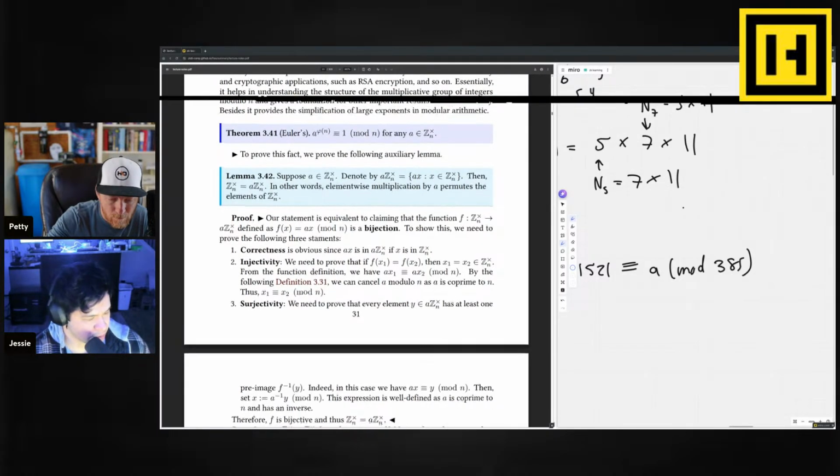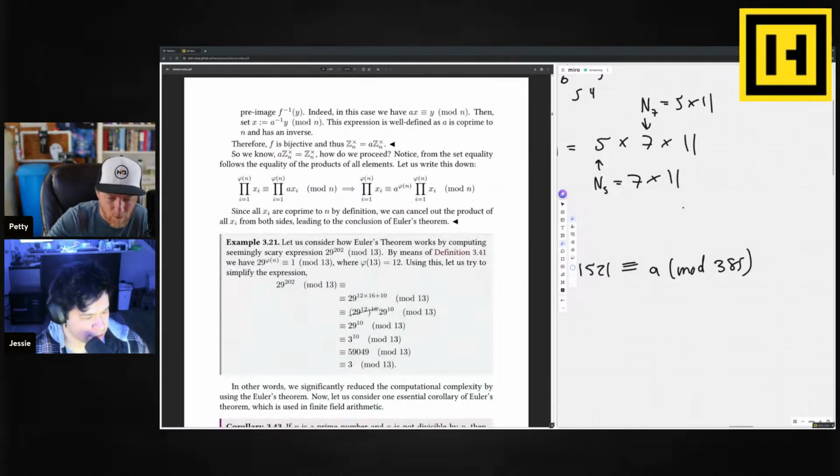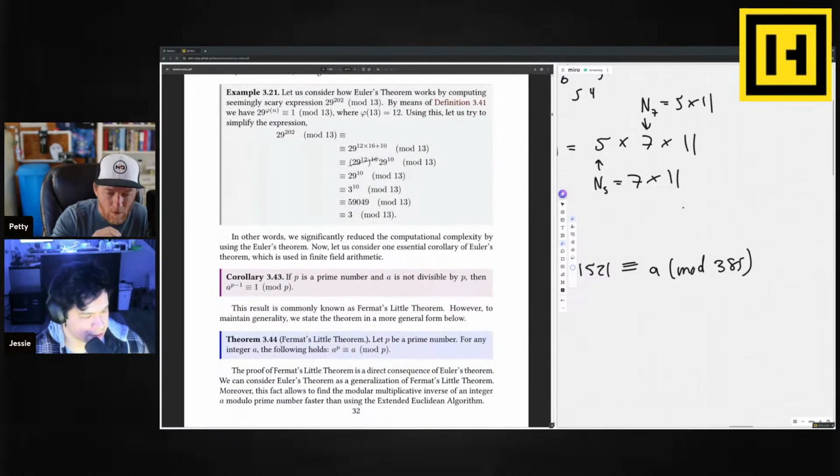Example 3.21: let us consider how Euler's theorem works by computing the seemingly scary expression 29 to the power of 202 mod 13. By means of definition 3.41, we have 29 to the phi of n congruent to 1 mod 13, where phi of 13 is equal to 12. Using this, let us try to simplify the expression.